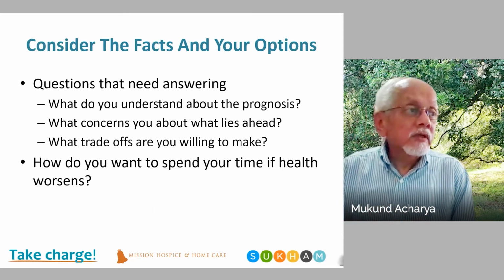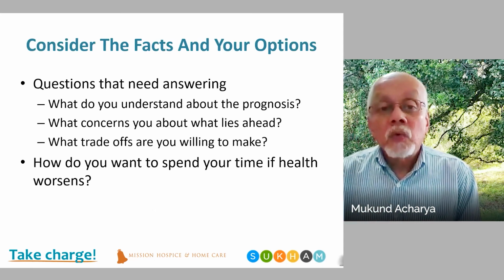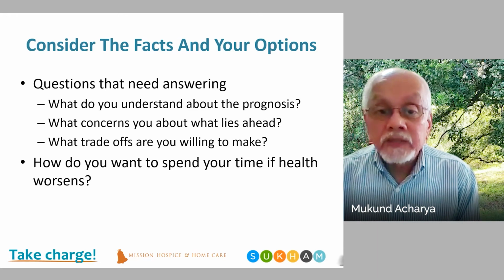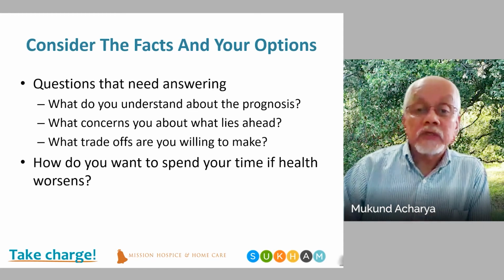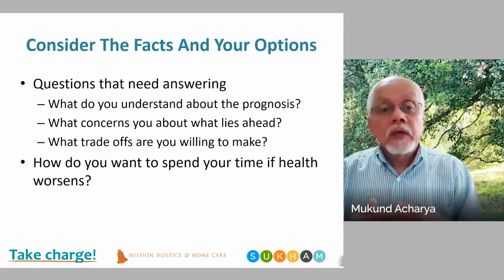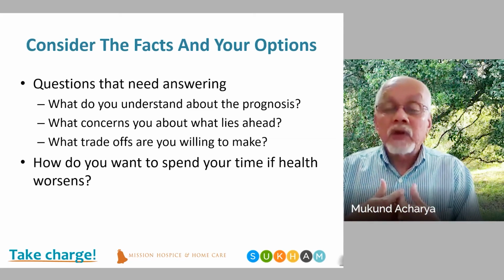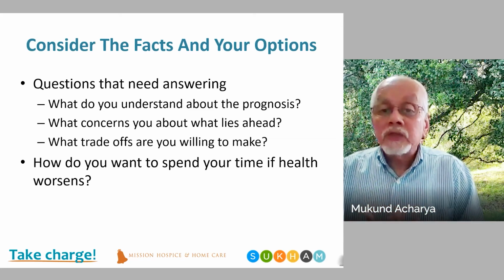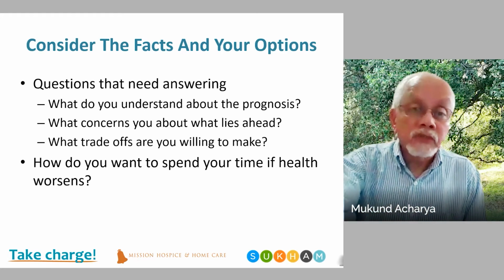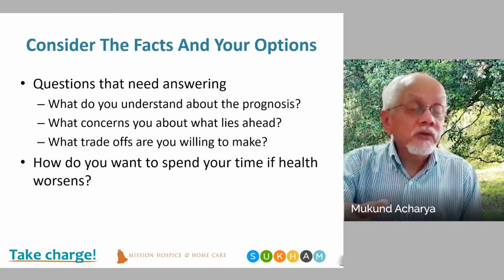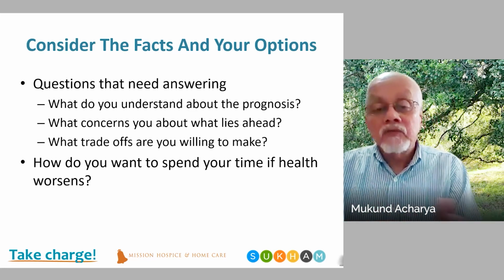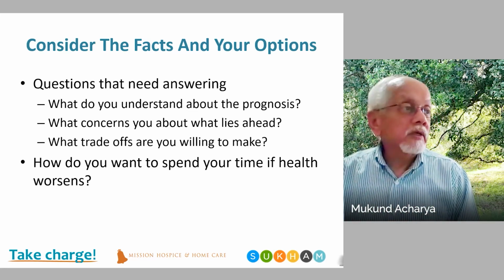So consider the questions that need answering. What do you need to understand? What concerns do you have about what lies ahead? And what trade-offs are you willing to make, right? That's what we've been telling you in the last 10 or 15, 20 minutes. How do you want to spend your time if your health worsens? When you start to understand your values and define things, this is the process that you'd follow. These are the questions you'd answer for yourself. And once you've got that figured out in your mind, share it with your family, put it down in your advance directive, right?